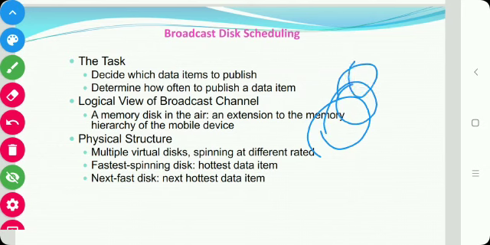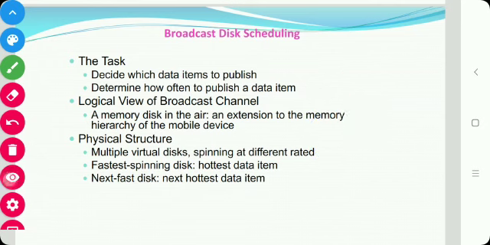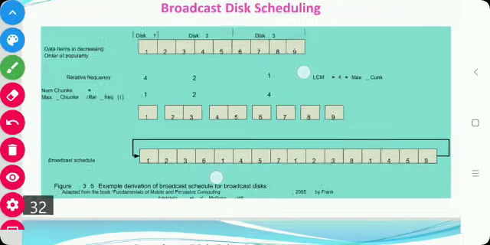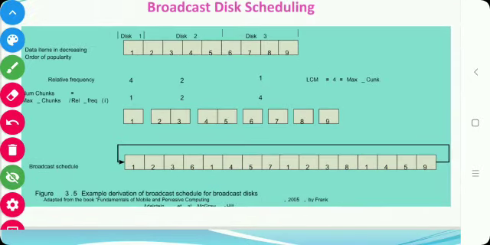The hottest data items are allocated to the fastest spinning disk, the next hottest data items to the next fastest disk, and so on. Let us consider an example. There are 9 data items. The first data item is allocated to disk 1, items 2, 3 and 4, 5 are allocated to disk 2, and items 6, 7, 8, 9 are allocated to disk 3. For example, the relative frequency for disk 1 is 4 because it is the fastest, for disk 2 it is 2, and for disk 3 it is 1.